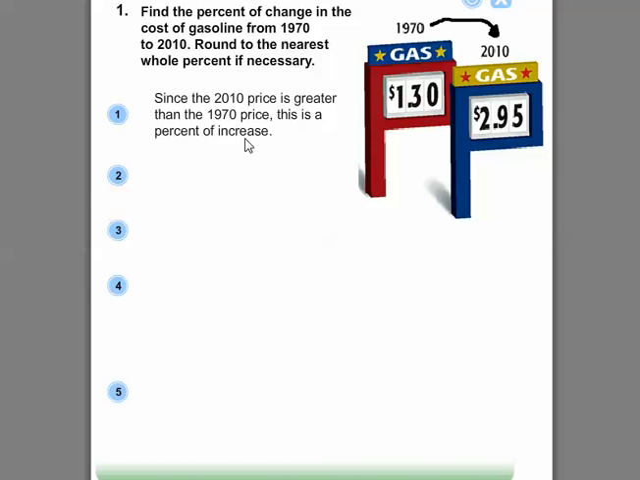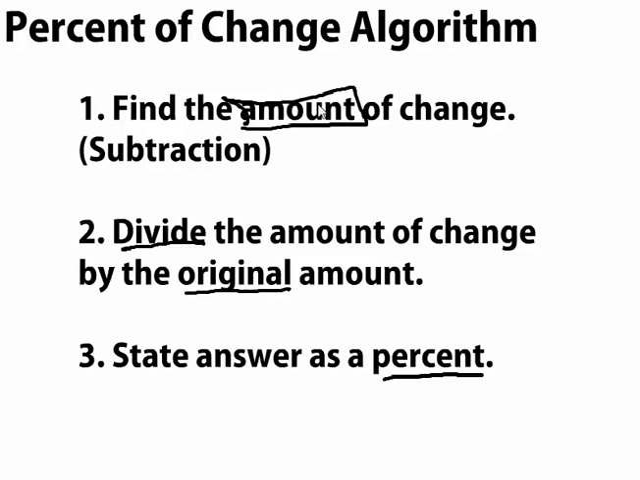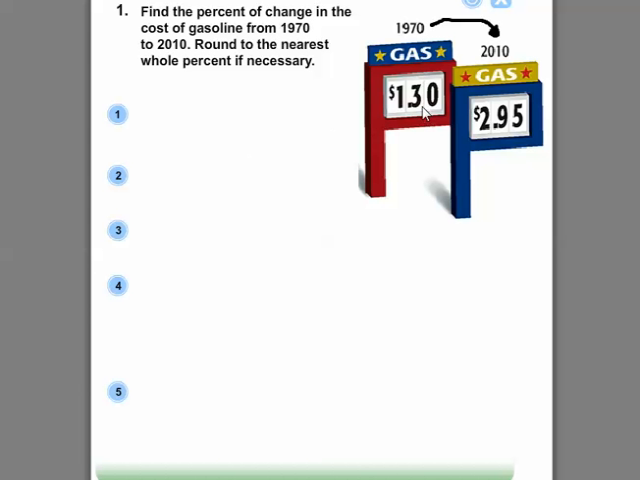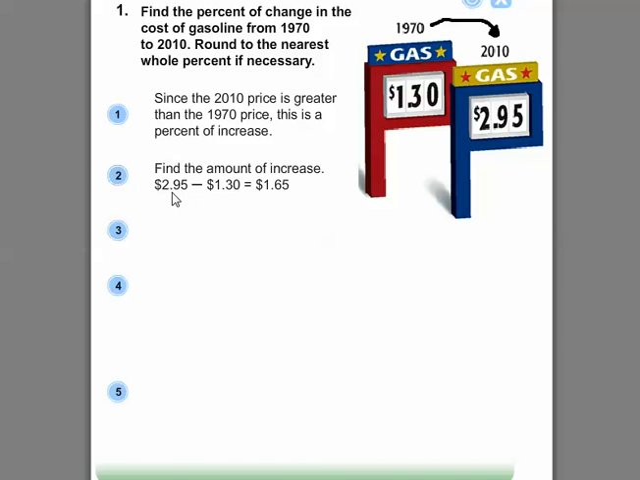Back to our algorithm, the very first thing we do is find the amount that we changed. We want to find the amount of change between $1.30 and $2.95. How do we do it? We take the $2.95, that is the price now, we take away what it used to be, and that will give us how much we increased. Again, this is not your answer. This is the amount of increase. So we went up $1.65.